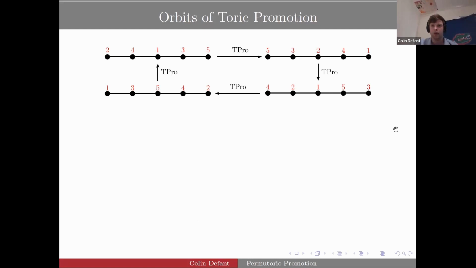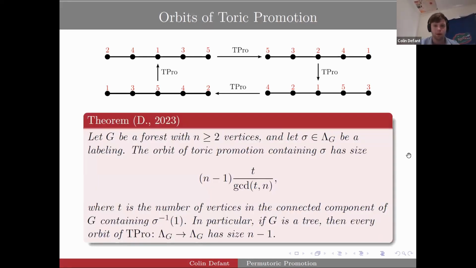And so the main result that I proved in the original paper that I wrote about 1.5 years ago about toric promotion is that if G is a forest with at least 2 vertices, and sigma is some labeling of this forest, then I can tell you exactly the size of the orbit of toric promotion containing sigma. It's going to be (n minus 1) times t over the GCD of t and n, where t is the number of vertices in the connected component of the forest containing the vertex where the 1 is sitting. So you look at the number 1, it's sitting on some vertex. That vertex is in some connected component of your forest, and t is the number of vertices in that connected component.